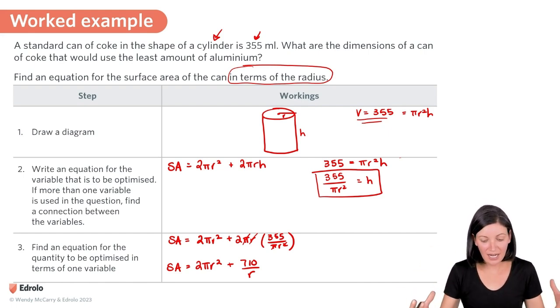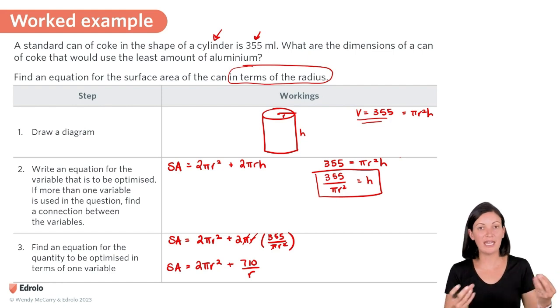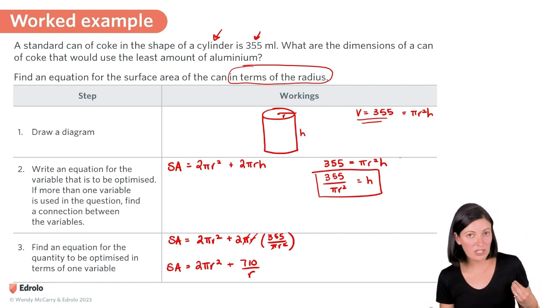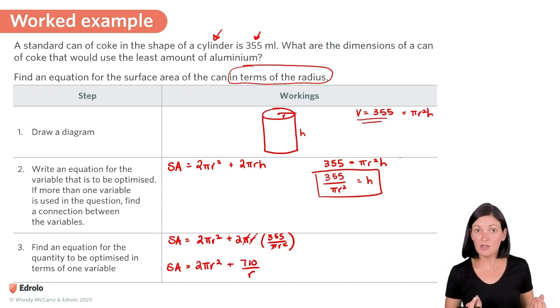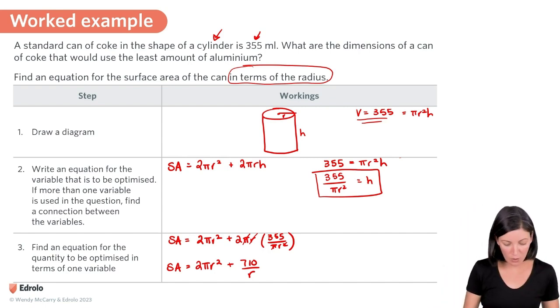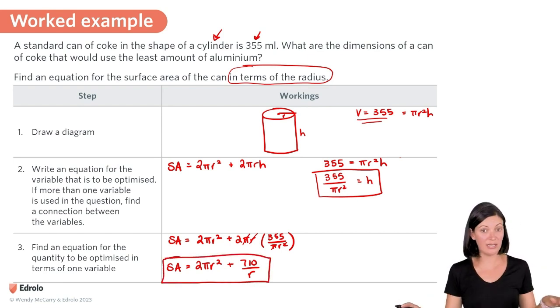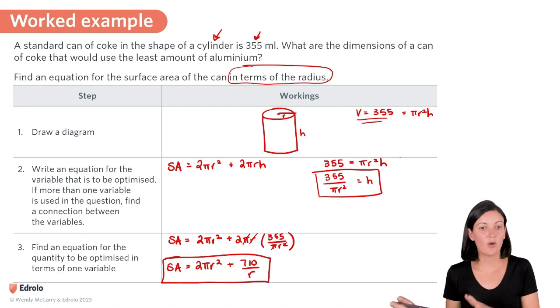So you can see that that takes a little bit of work, making the connections between what you want to optimize, the information that you've been given, and the formulas that you know about different shapes, to come out with this final equation here. So we're just going to stop that there for this question. We're going to go on and solve it in the second part of this lesson.